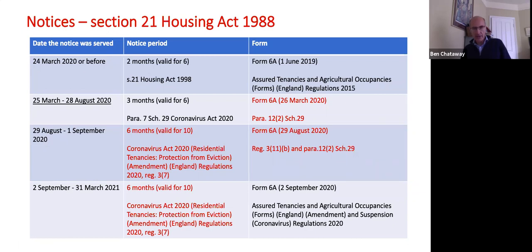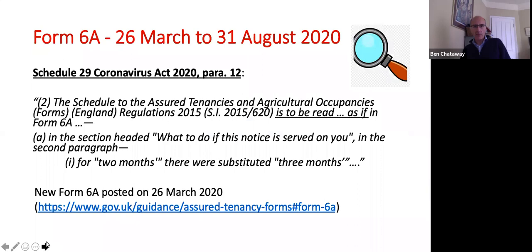What I want to do now is look at this column on the right about the forms. And this is another issue that's been picked up by some of the commentators. Basically there is a glitch about how the changes to the relevant forms for a Section 21 notice have been made. So this is the first stretch, going back to March to August, 3-month period.